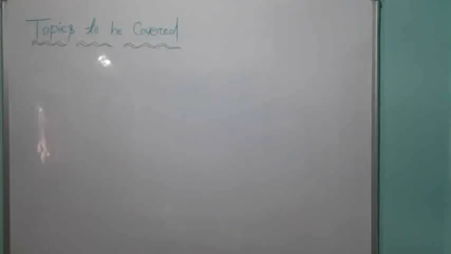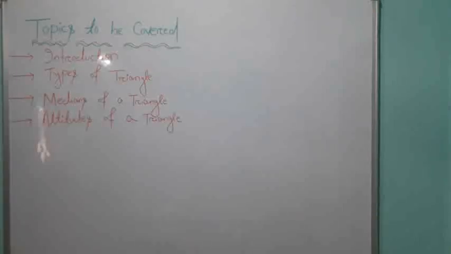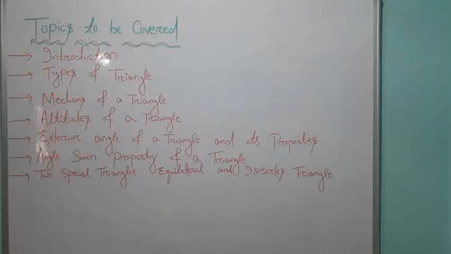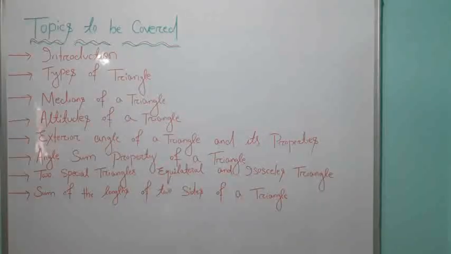Topics to be covered in this chapter are introduction about triangle, types of triangle based on sides and angles, medians of a triangle, altitudes of a triangle, exterior angle of a triangle and its properties, angle sum property of a triangle, two special triangles, that is equilateral triangle and isosceles triangle, sum of the lengths of two sides of a triangle, and the last one is right angle triangles and Pythagoras property.